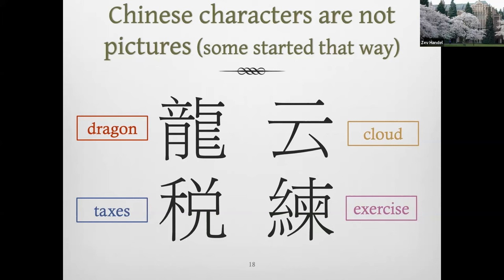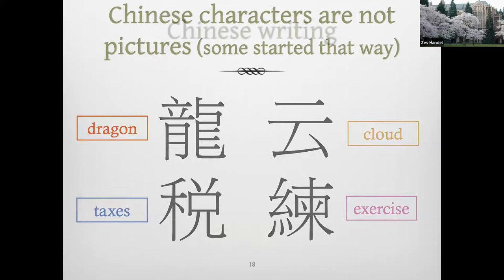And in fact, it's not too hard as you think about how you might write down every single word and grammatical component of spoken English, that pictures are not going to get you very far. So there are a lot of aspects of Chinese writing that are not pictorial, and that's also true of Egyptian writing, Sumerian writing, Mayan writing. We're not going to spend more time on this, even though it's really interesting.